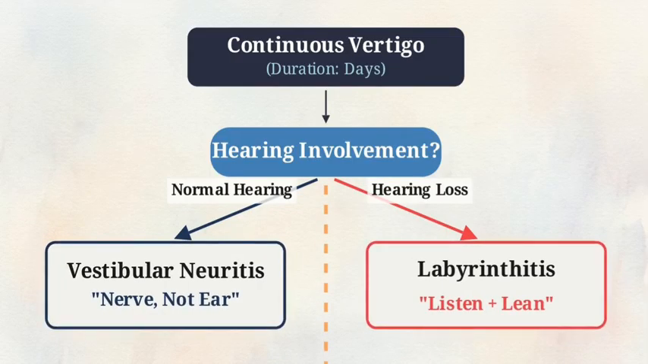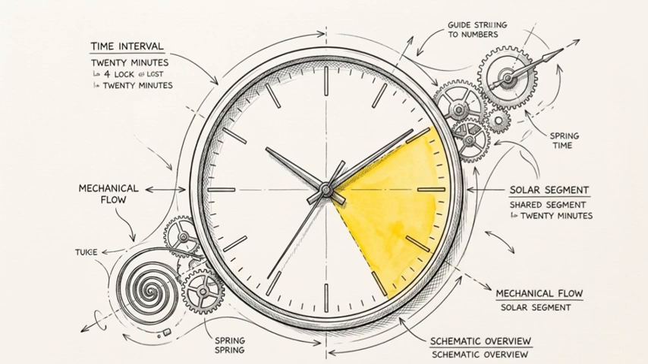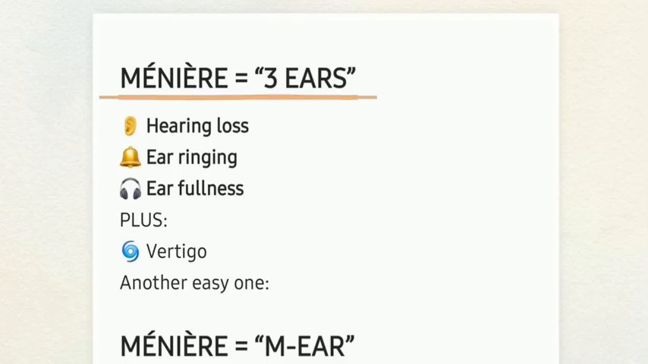episodes. We also have to evaluate hearing loss in patients who experience recurrent attacks lasting minutes to hours, rather than continuous days. This timing points to Meniere's disease, which presents with a classic triad: hearing loss, ear ringing or tinnitus, and a feeling of fullness in the ear, alongside the vertigo.